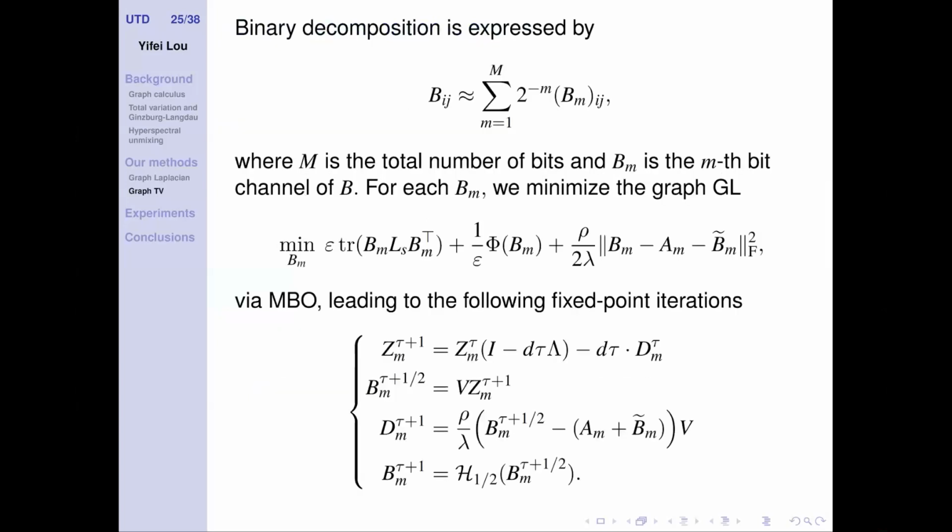Okay, so here is the detail. We first do binary decomposition by decomposing B in terms of different channels. Then for every B_m, we minimize the Ginzburg-Landau, because B_m is now either 0 or 1. So here is our Ginzburg-Landau, and B_m is indeed either 0 or 1. We can use the fixed point iteration. This step is like gradient descent, and after gradient descent, we do a half shrinkage to make it 0 or 1. Overall, this is very efficient. As I said, MBO only needs 3 to 5 iterations to converge.